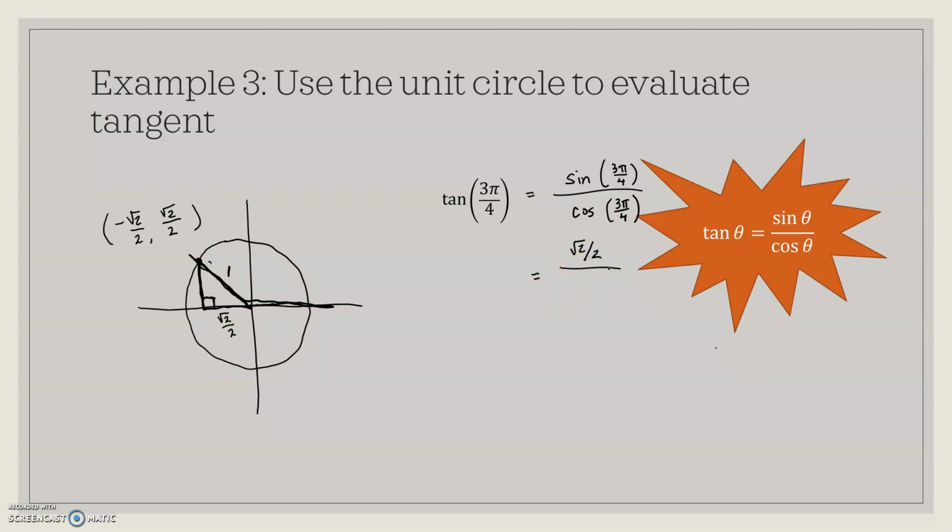And cosine of 3 pi over 4 is going to be negative root 2 over 2. And I'm dividing something by itself, so that's going to be negative 1. So that means tangent of 3 pi over 4 is negative 1.